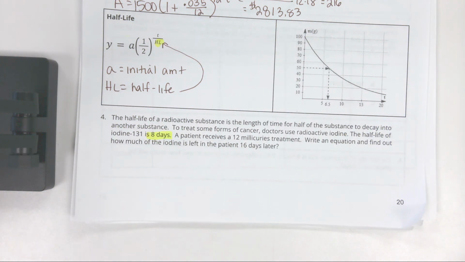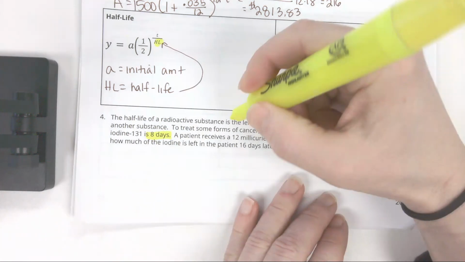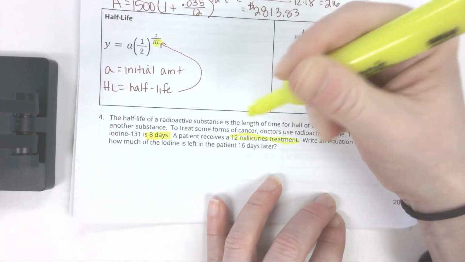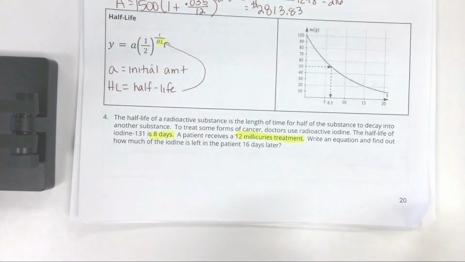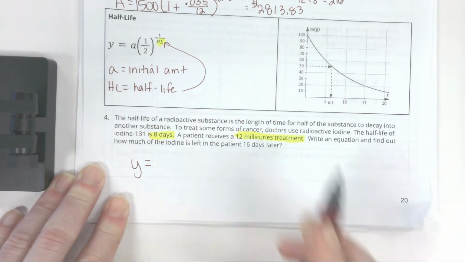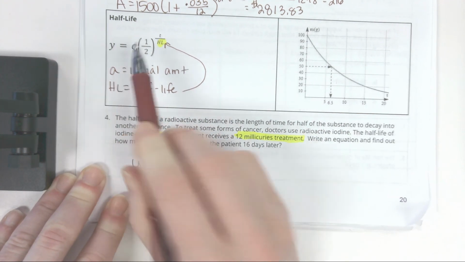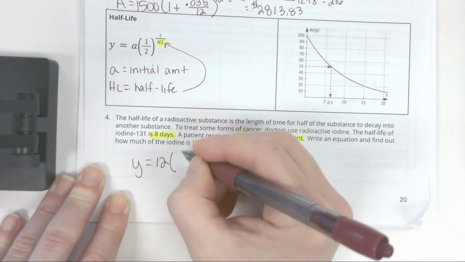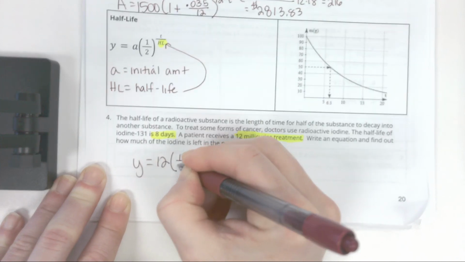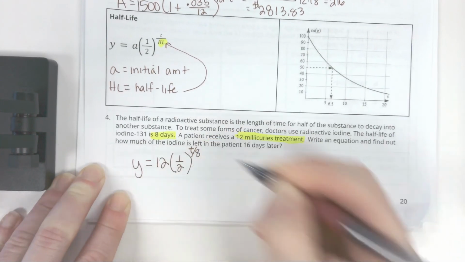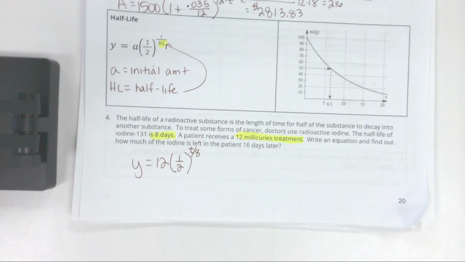A patient receives a 12 millicurie treatment. Millicurie is just a measure of volume. Where am I going to put that? For A. So let's write our equation. Y equals 12 times 1/2. If you like 0.5 better, I'm okay with that, but put it in parentheses, to the T divided by 8. We just use T in this case because X is time.